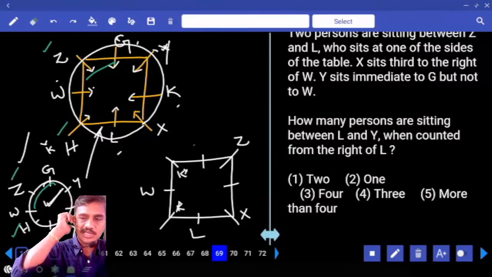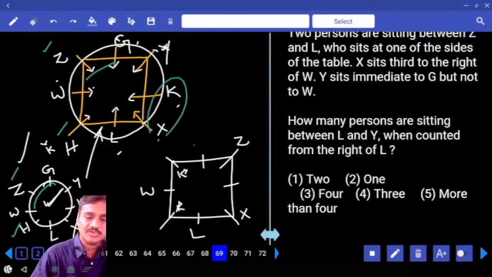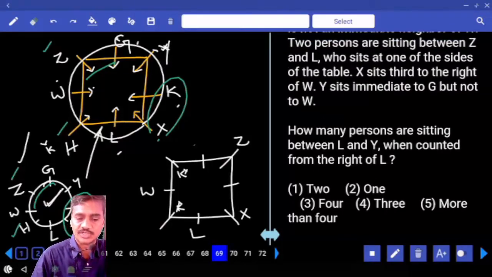And how many are in between L and Y, when counted from the right of L? Right of L, between L and Y, how many are there? There are 2 people. That is choice 1.